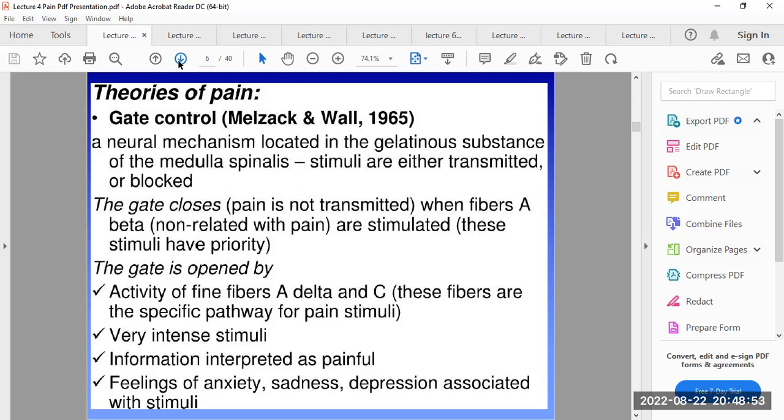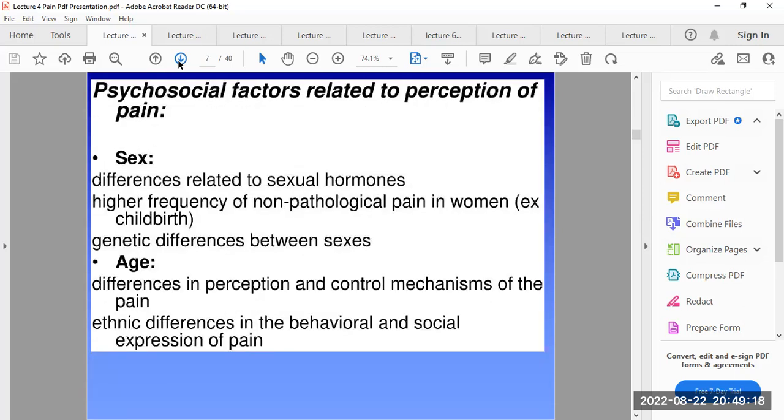Now, the activities of A and C fibers: these fibers are more like specific pathways for pain stimuli. Very intense pain may be felt and the information is interpreted as very painful, which means the gate is opened. That is the gate control theory of pain. There are also feelings of anxiety, sadness and depression associated with the stimuli. Psychosocial factors are also related to perception of pain, such as sex, with sexual hormones influencing development among individuals, as well as genetic differences between sexes.